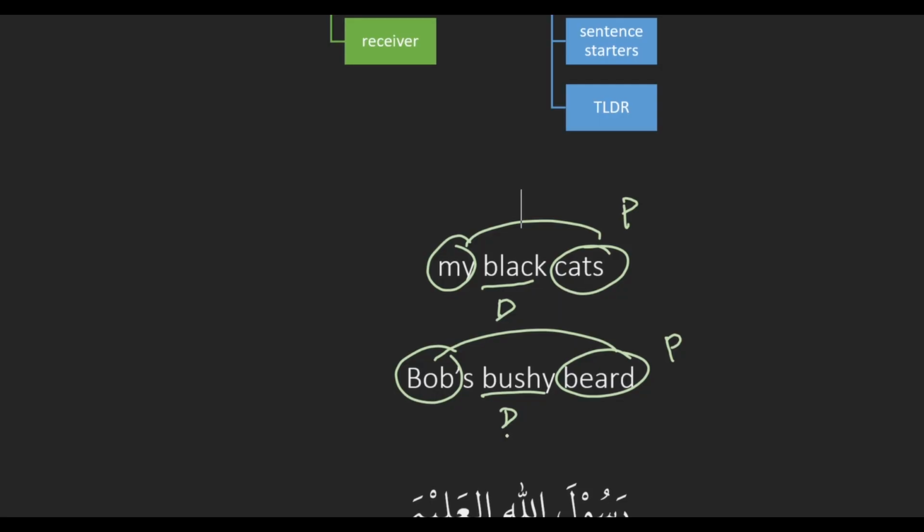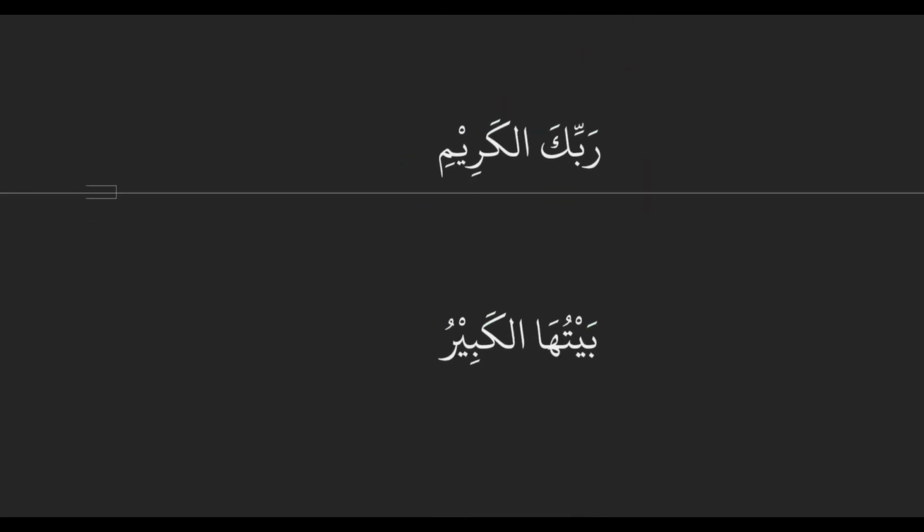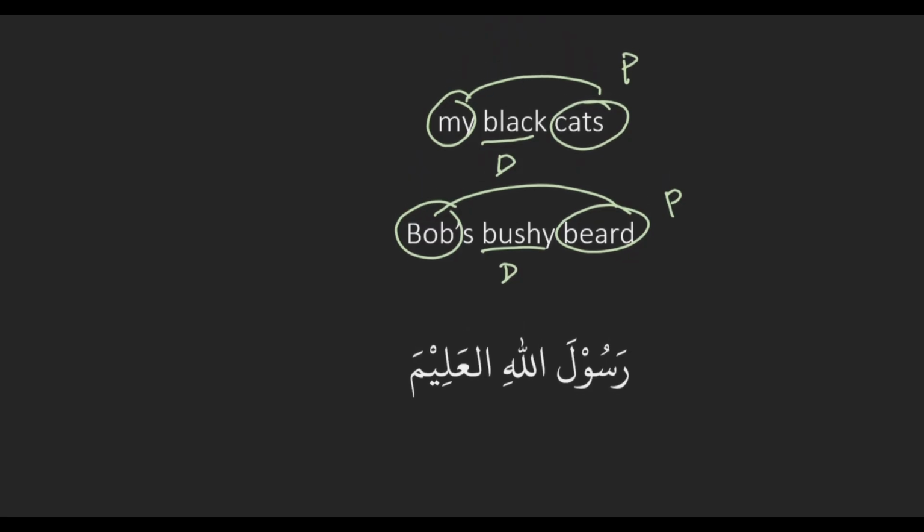So we said that with my cats, the thing being described is specific. Bob's beard, the thing being described is specific. So what does that tell us about the description? If it was in Arabic, the description would also have to be specific, because our described is specific, so our description has to be specific. And how do we make something specific in Arabic? With a good old al.